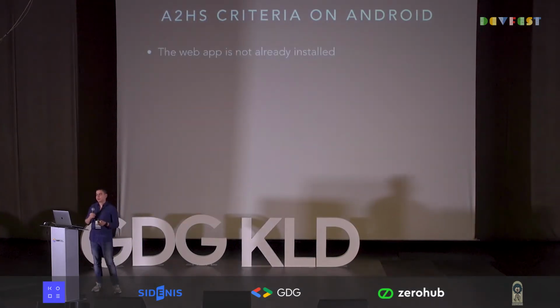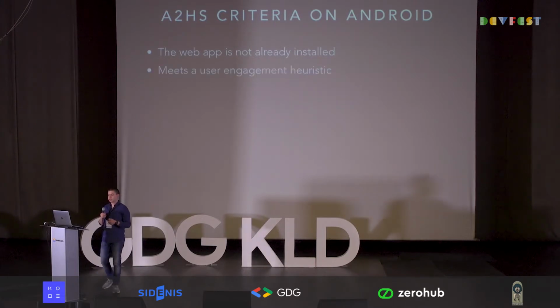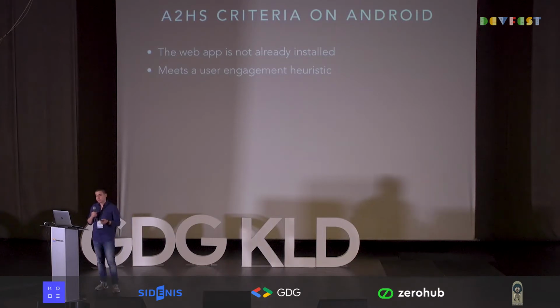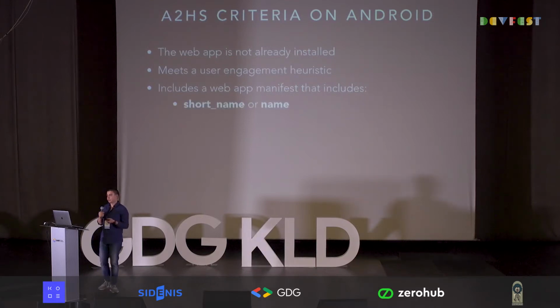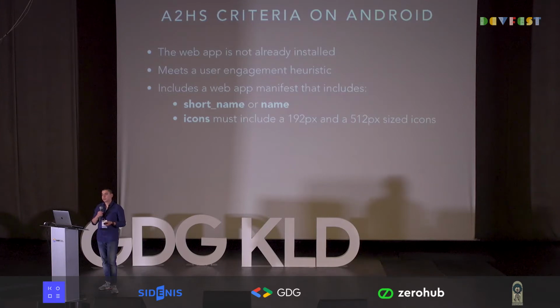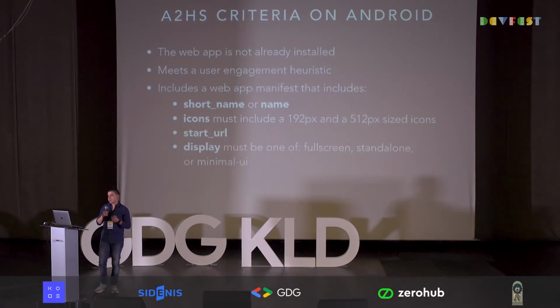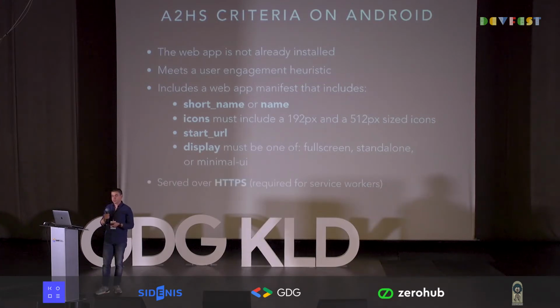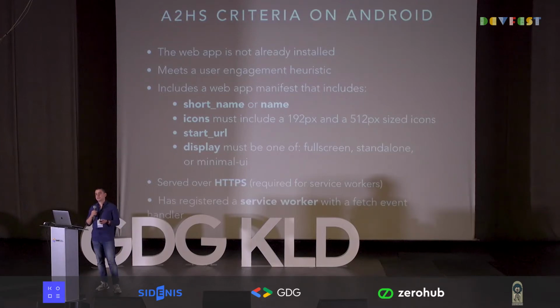The current criteria for add to home screen on Android is that the web app should not be already installed. It should meet a user engagement heuristic, and the current heuristic is having the user interact with the domain for at least 30 seconds. It should include a web app manifest file that includes short name or name, and icons must include 192 pixel and 512 pixel size icons. It should include a start URL, and display must be one of fullscreen, standalone, or minimal UI. It should be served over HTTPS, and it has a registered service worker with a fetch event handler.